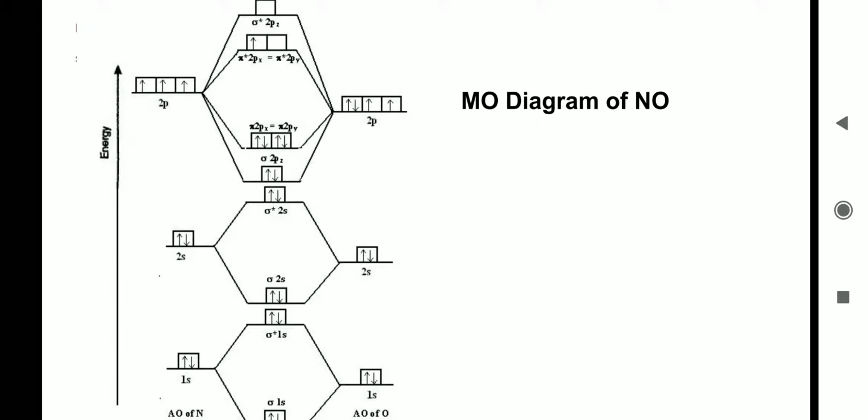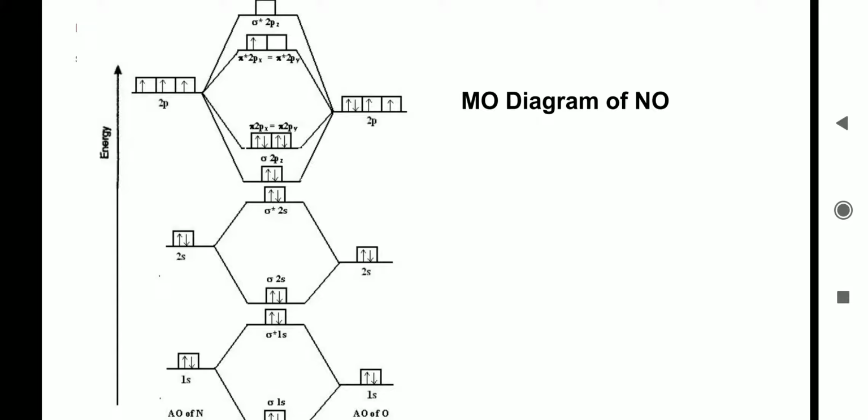Now, this is the molecular orbital diagram or energy level diagram of nitric oxide. One thing we notice is that sigma 2pz is placed at a lower level than pi 2px and pi 2py, and this is similar to oxygen-type nuclei.